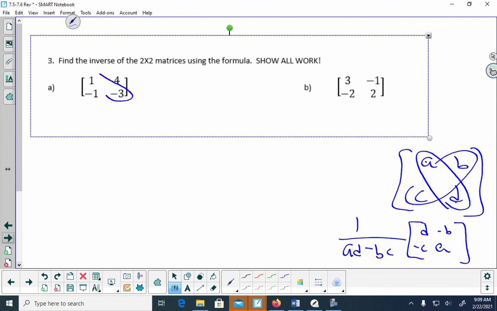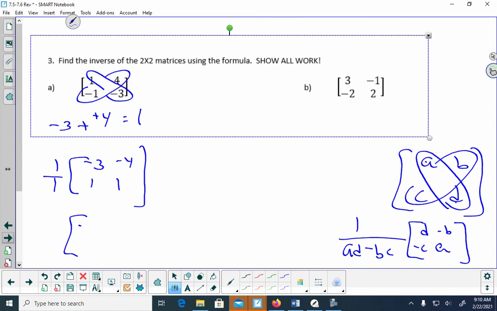So when I do A, I'm taking negative 3 minus a negative 4. So that ends up being 1, well, 1 over 1, which is just 1. The negative 3 and the 1 change places. The 4 and the 1 change signs. So my inverse will be negative 3, negative 4, 1, 1. And that is my inverse. So much easier to do it this way.